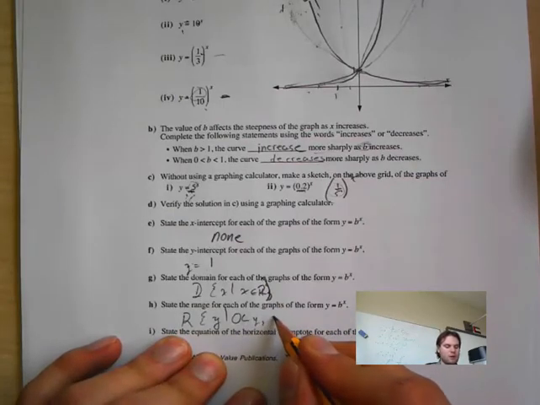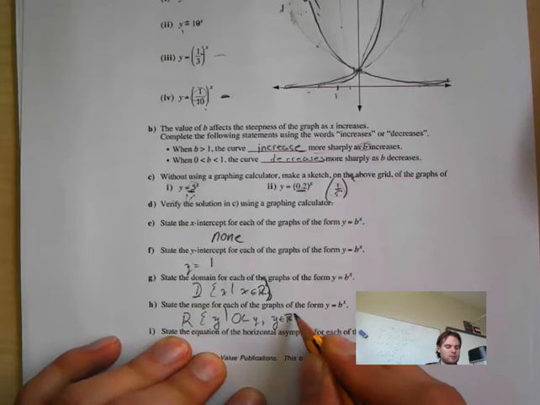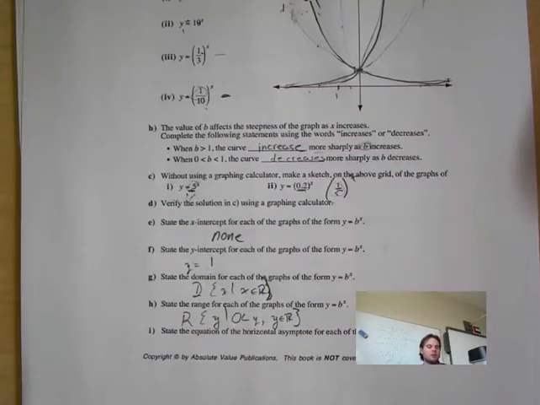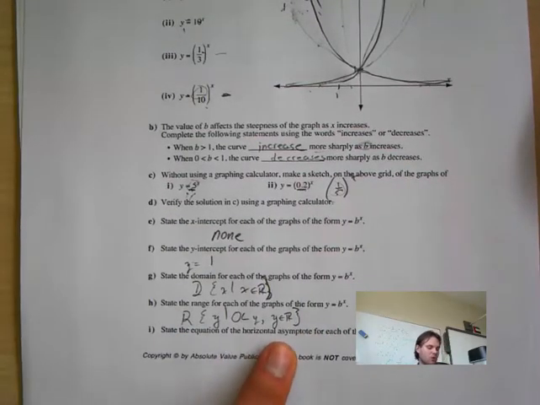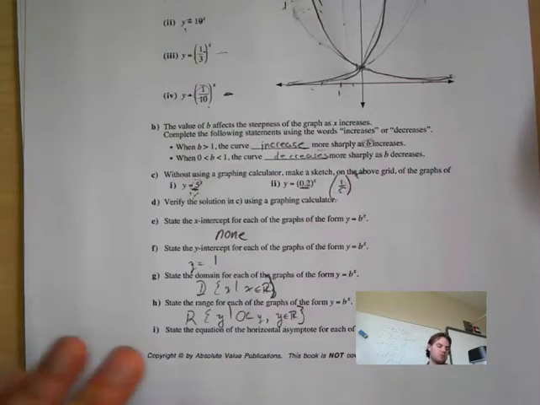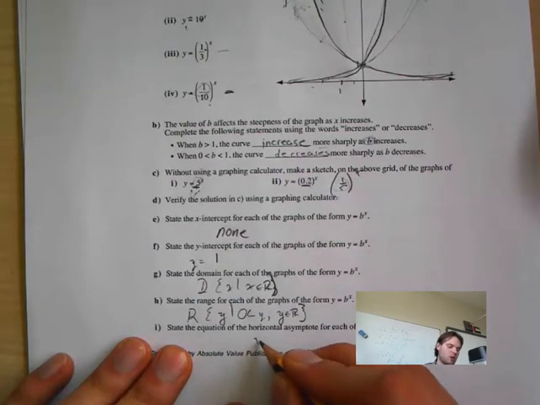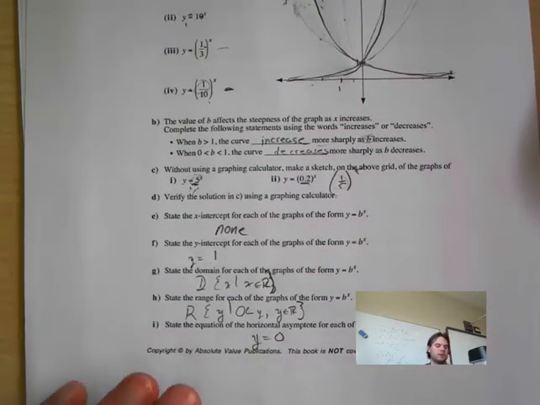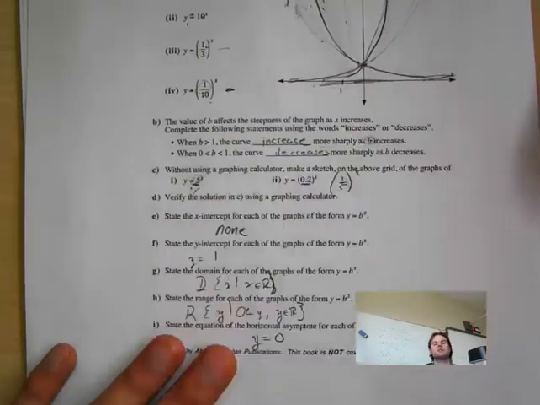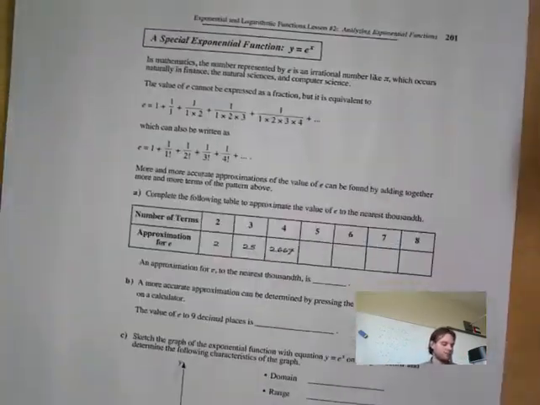So then, y is an element of all real numbers. That's it. Now state the equation of the horizontal asymptote for each of those. That is when y is equal to 0. Because y is equal to 0, that's my asymptote. So that's everything for that one.